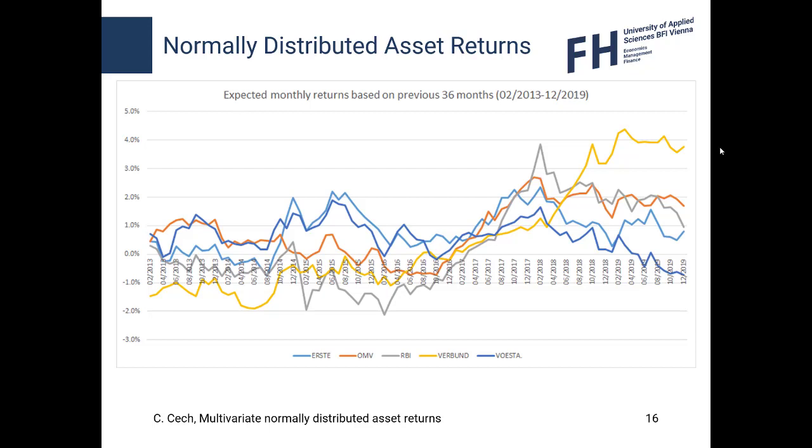So we see some assets like, for example, Verbund have, according to this calculation, a very high expected return, which implies that the past 3 years displayed a very high return, and in contrast to this, the estimate for voestalpine is lower than those of the other 4 stocks.